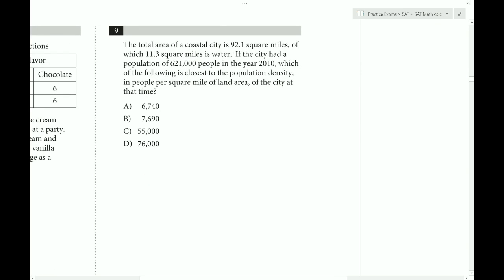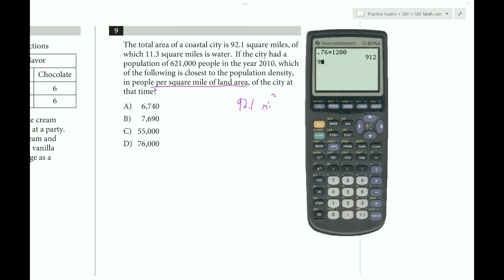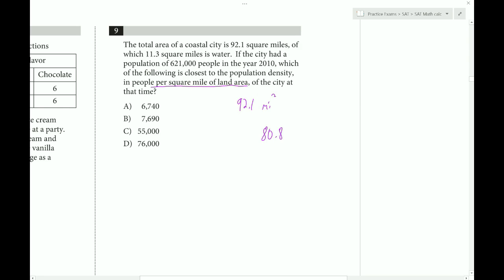The total area of a coastal city is 92.1 square miles, okay, of which 11.3 square miles is water. If the city had a population of this, which of the following is closest to population density in people per square mile of land area? So we have to find the square mile of the land area. So we have 92.1 to start out. We then have to subtract away the water, 11.3. So that gives us 80.8 square miles of land area.